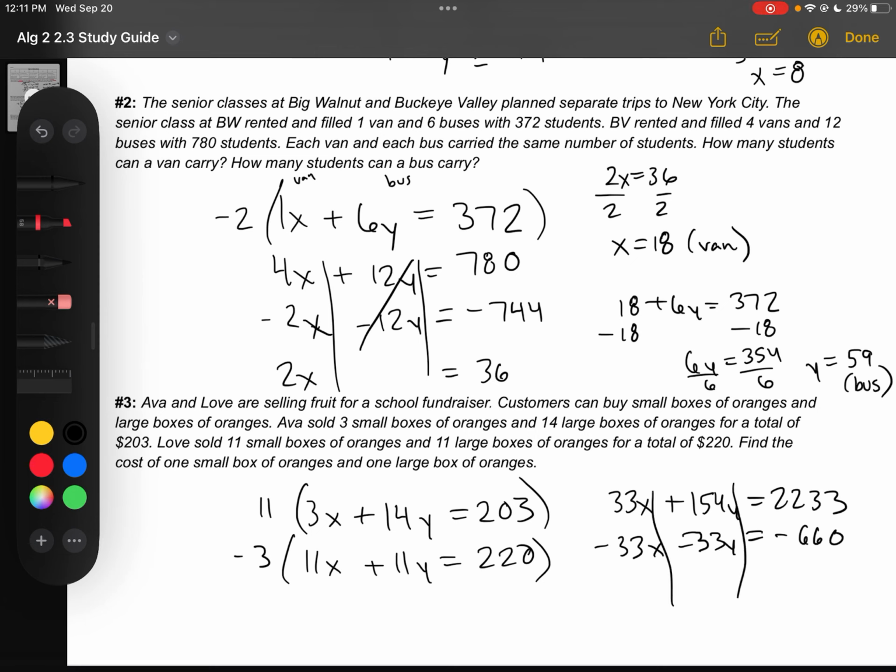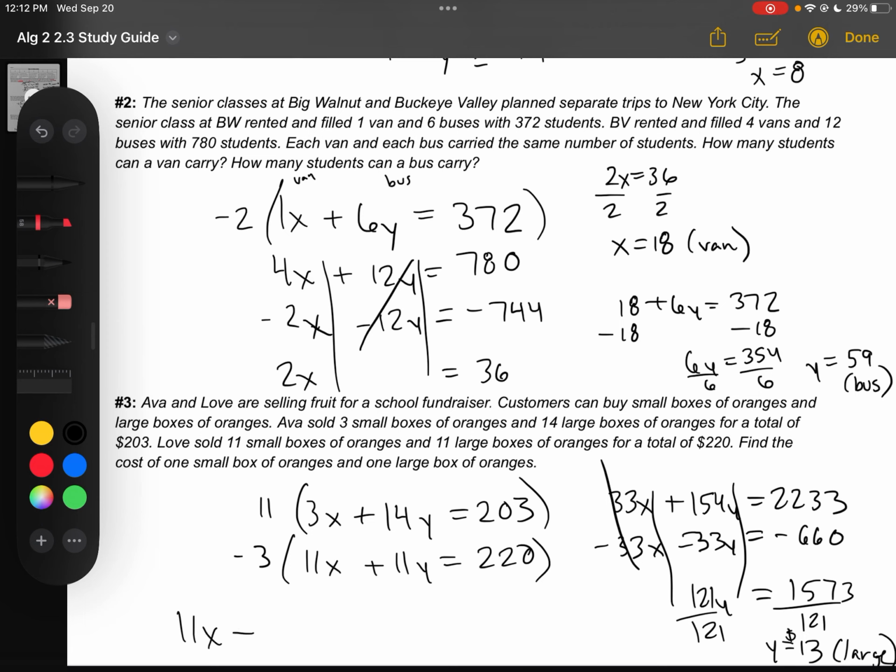So we can combine these up and down. We'll see our first ones eliminate. You get 121y equals 2233 minus 660, 1573. Divide by 121. And we get an answer of y equals 13. And that's for the large cost.